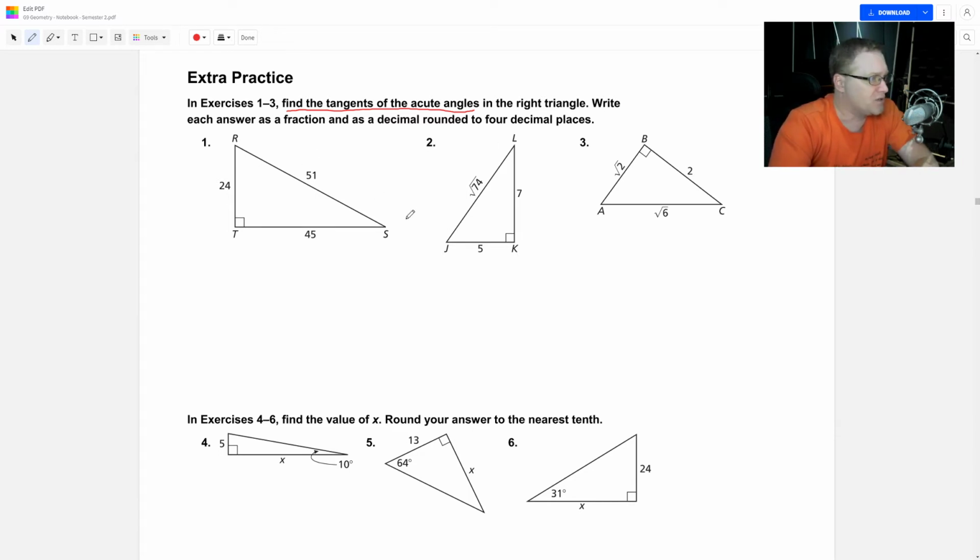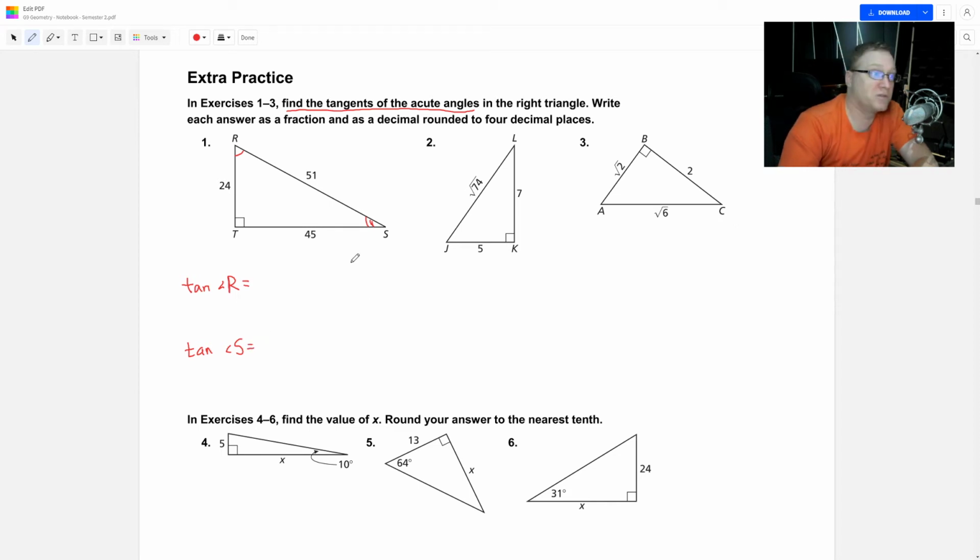Now, in this triangle, what are the acute angles? Well, it's not T. T is a right angle. R is the acute angle, and S is an acute angle, all right? So these are the 2 acute angles. So we want to find what is the tangent of angle R and what is the tangent of angle S. All right, that's what we want to find in this problem.